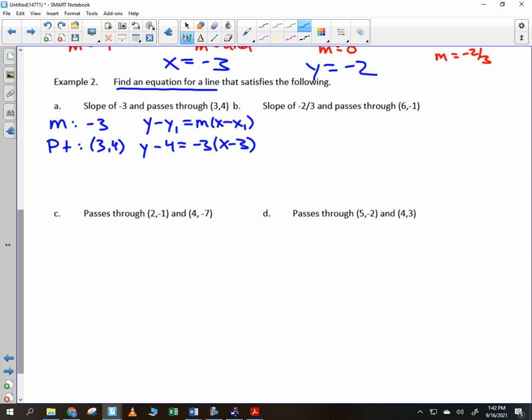And so there you have it. Y minus 4 is equal to -3x plus 9. Add the 4 to both sides. You get -3x plus 13. That's the equation in slope-intercept form. Please go ahead and do part B. Go.